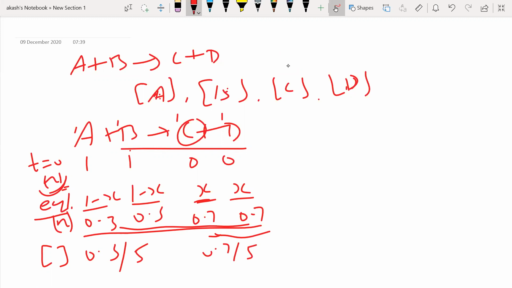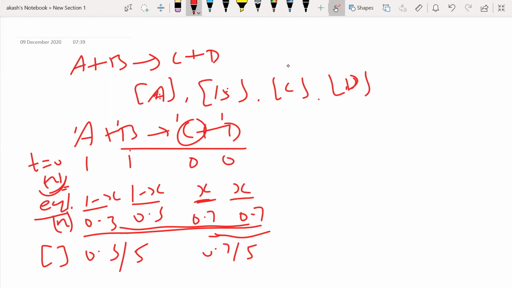Okay, so 0.3 divided by 5 would be almost like 0.06. Am I doing it correct? Yeah, that's the answer. So we have to divide each by 5. Everything is divided by 5: 0.3 by 5, 0.3 by 5, 0.7 by 5, 0.7 by 5. Everything by 5 because it's a 5-liter container.